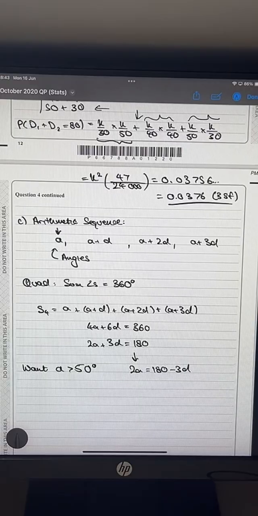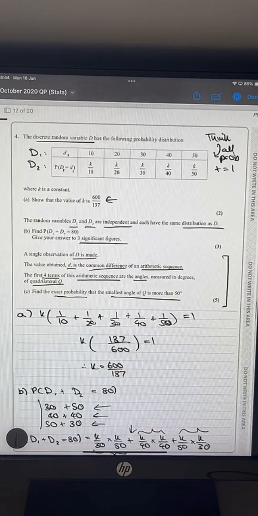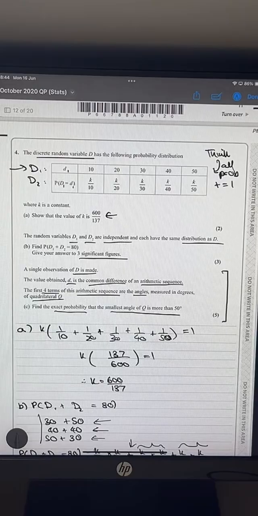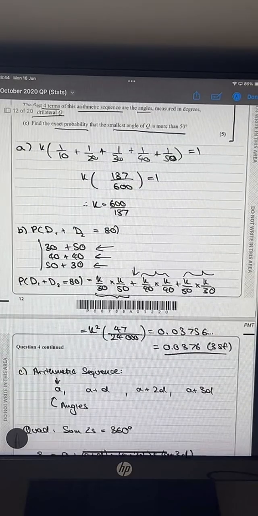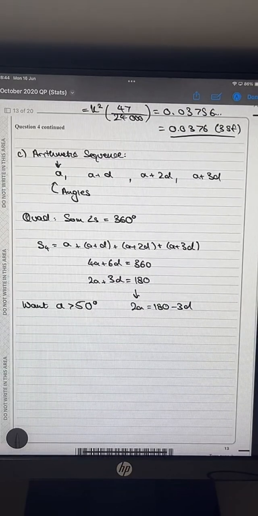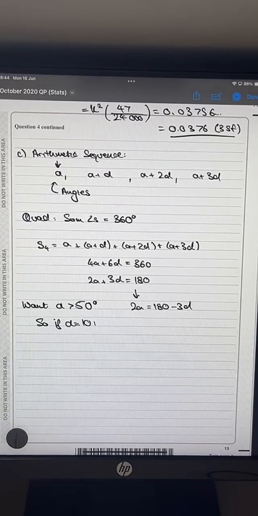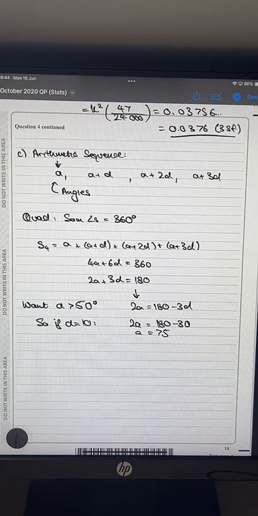I know D can take set values. So now I'm going to look back at D. What values can D take? It could be 10, 20, 30, 40, or 50. So I'm going to sub in those D values and see what I get for A, okay? So if D is equal to 10, 2A is equal to 180 minus 30, so that is equal to 150, therefore A is equal to 75. Is that value greater than 50? It is, because 75 is greater than 50.